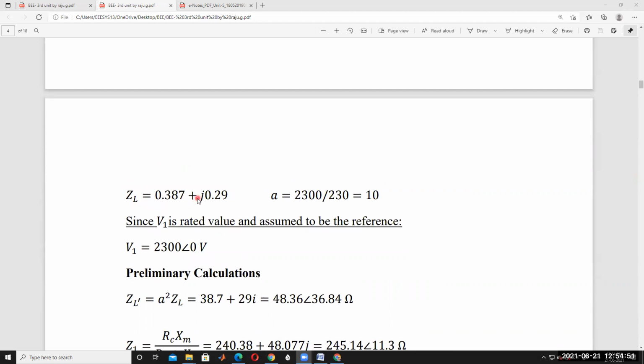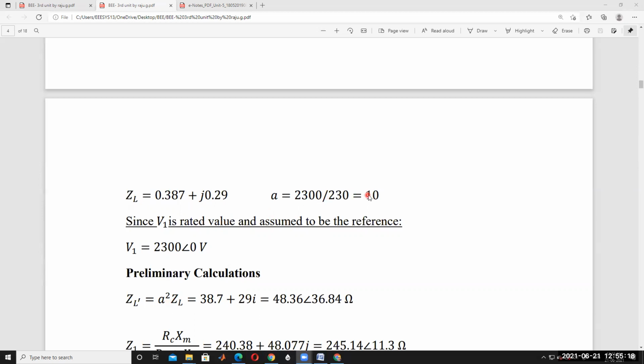Now, how do we convert the load impedance to the primary side? If you want to use the transformation ratio, that is called K, so ZL dash is equal to ZL by K square. Otherwise, if you want to use the turns ratio, ZL dash is equal to ZL into A square, where A is nothing but N1 by N2 whole square. Otherwise, V1 by V2 whole square.